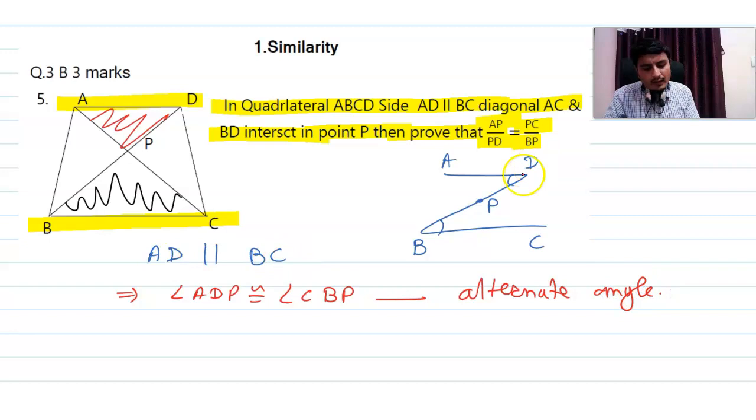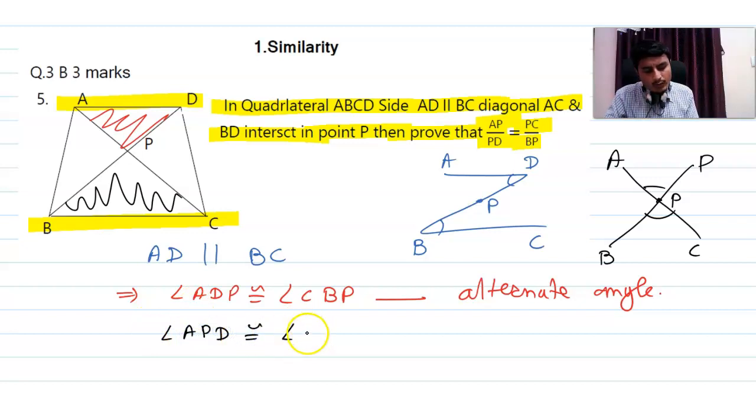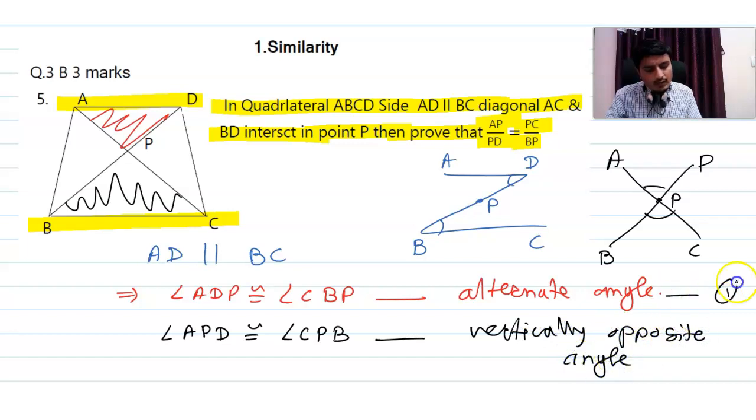Once the lines are parallel and BD is the transversal, alternate angles are formed in the rotation of Z that are congruent. Now once two lines cross each other, meaning intersecting in point P here, AC and BD, vertically opposite angles are formed that are congruent. So we can say the angle APD is congruent to angle CPB. Why? Because those are vertically opposite angles.